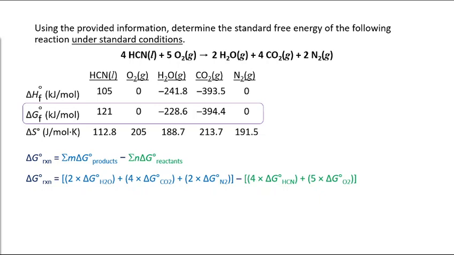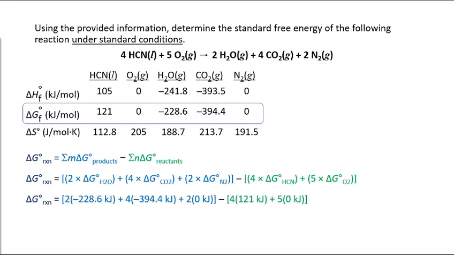When you work this out, you're going to have 2 times the standard delta G of your water because you have 2 waters in your balanced chemical formula. You need 4 times the standard delta G of your CO2, and 2 times the standard delta G of your N2 in order to keep these coefficients straight. Then you're going to subtract 4 times the standard delta G of your HCN plus 5 times the standard delta G of the O2, because you need to keep those ratios the same. After that, it is nothing more than a plug and chug problem.